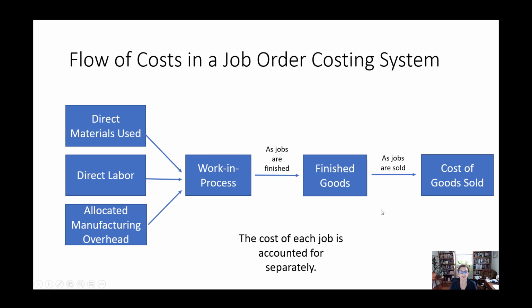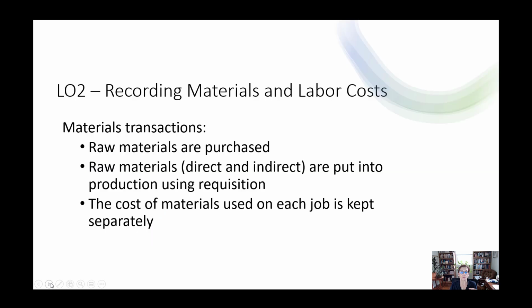Remember the idea of product cost. Product cost is a cost that is attached to inventory and is an asset until it's sold, right? So we have direct materials inventory, work in process inventory, finished goods inventory, and finally, when it gets sold, it goes into cost of goods sold, which is an expense. The cost of each job is accounted for separately because, of course, you're going to bill each customer and you want to know how much that job cost you.